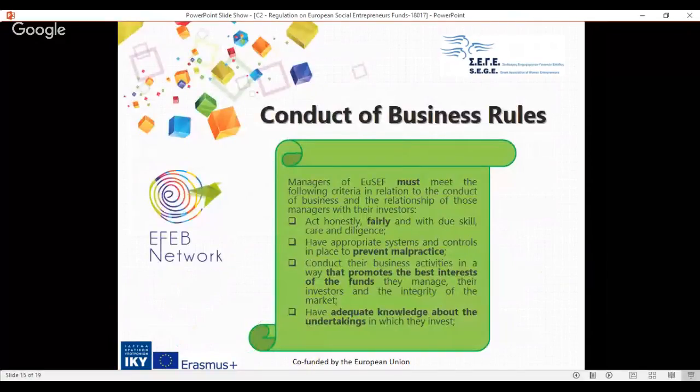So, the conduct of business rules. The managers of European social entrepreneurs funds must meet the following criteria in relation to the conduct of business and the relationship of those managers with their investors. They must act honestly, fairly, and with due skill, care, and diligence, have appropriate systems and controls in place to prevent malpractice that can reasonably be expected to affect the interest of investors, conduct their business activities in a way that promotes the best interest of the funds they manage, their investors, and the integrity of the market, have adequate knowledge and understanding of the undertakings in which they invest, and treat their investors fairly.